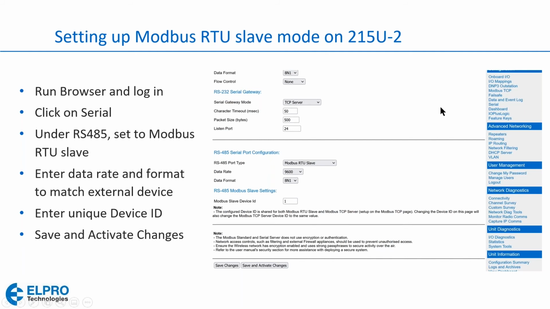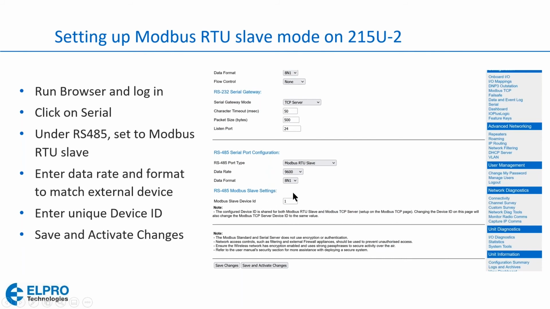And the next thing we have to do is we have to click on Serial. So over here, we can see Serial on the right-hand side. Then within the Serial tab, we scroll down until we see the RS-485 serial port configuration. We select Modbus RTU slave as the RS-485 port type, and the data rate and format we set to match the external device that will be wired into the RS-485 terminal block on the radio.